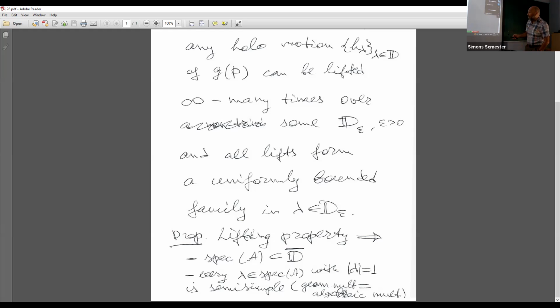Which is impossible because you have this condition that all lifts are uniformly bounded, so all derivatives in lambda are uniformly bounded. And then by the same reason, any lambda on the unit circle cannot have a non-trivial Jordan cell, because iterates of the Jordan cell are infinite.